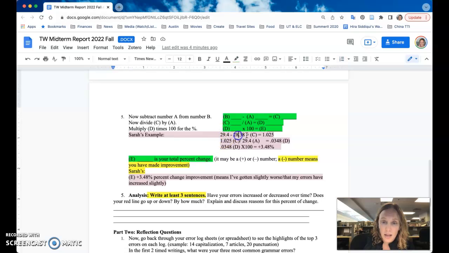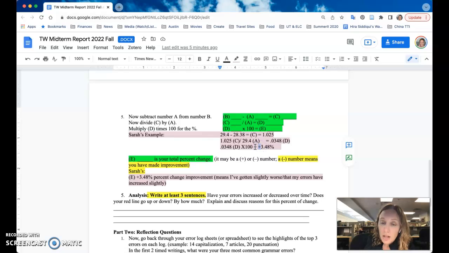Now take B and subtract it from A. B minus A equals C. From C, divide by A. So there's my C divided by my A gives me D. And then multiply D times 100 to get a percent.